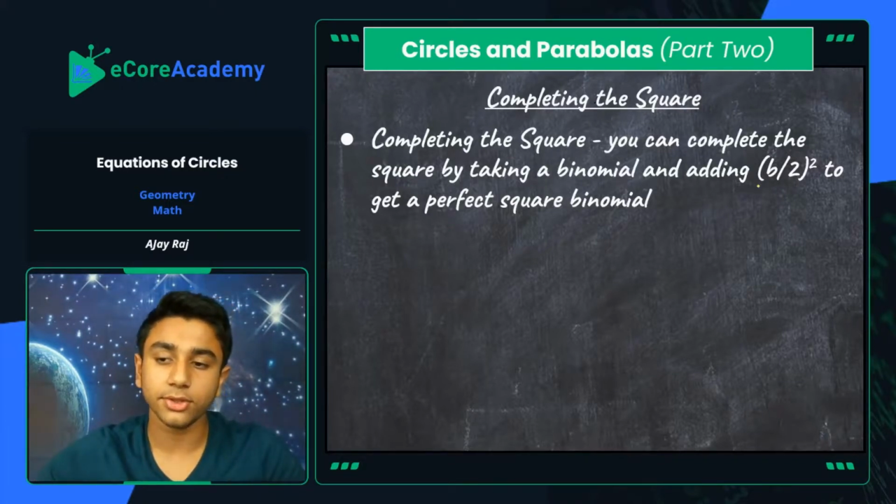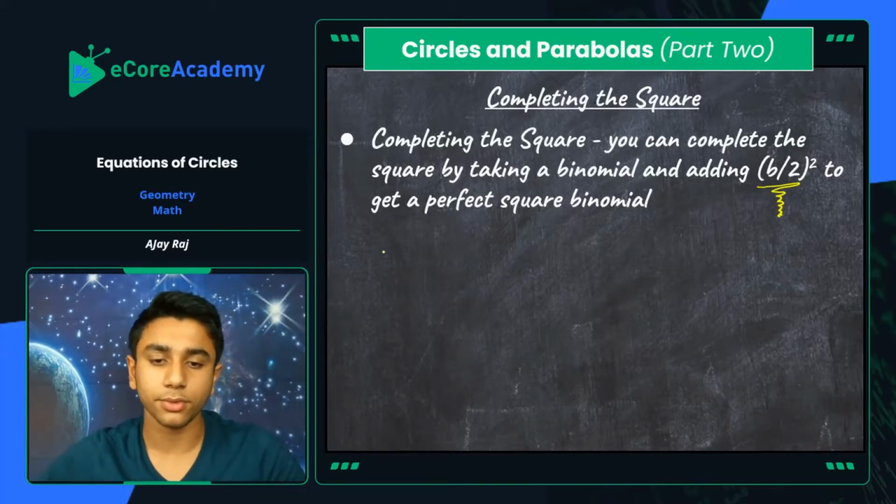I just want to put this out there. If you don't have a smooth way to make a perfect square, this is a smooth way to make a perfect square binomial, and I'll show you how to do that after I show you the basic completion. So let's make this example here.